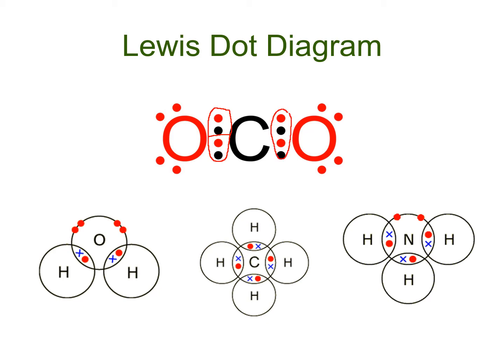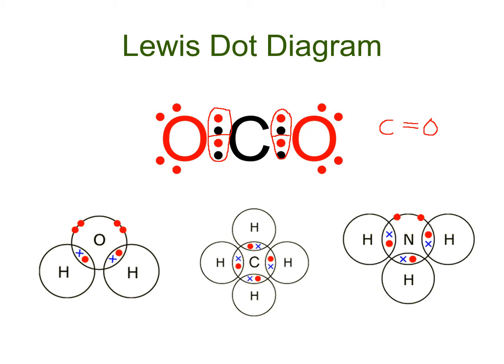So altogether, we're sharing 4 pairs of electrons. And this completes the shell for oxygen because now it has 8 in its outer shell. Carbon has 8 in its outer shell as well. And just remember that this would be represented like this. Each one of these lines represents a shared pair of electrons. So that's carbon dioxide.